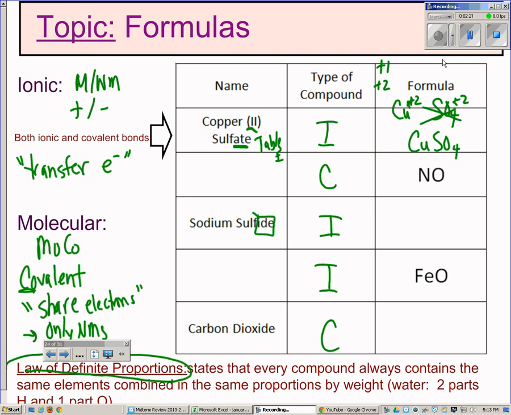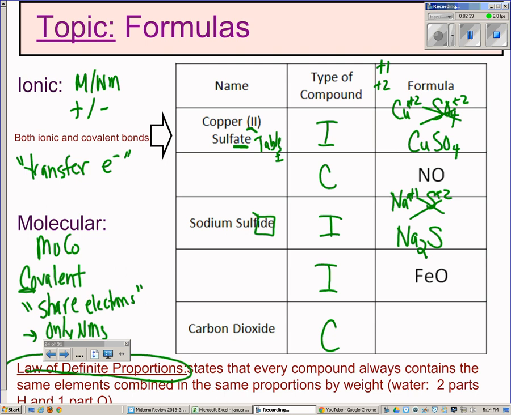Let's look at sodium sulfide. Sodium is Na with a +1. Sulfide is S with a -2. Cross out the charges, crisscross the numbers, you get Na2S.